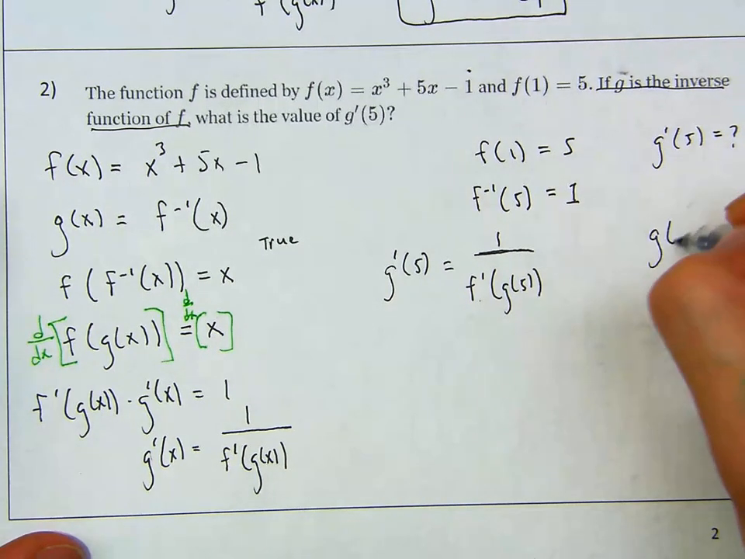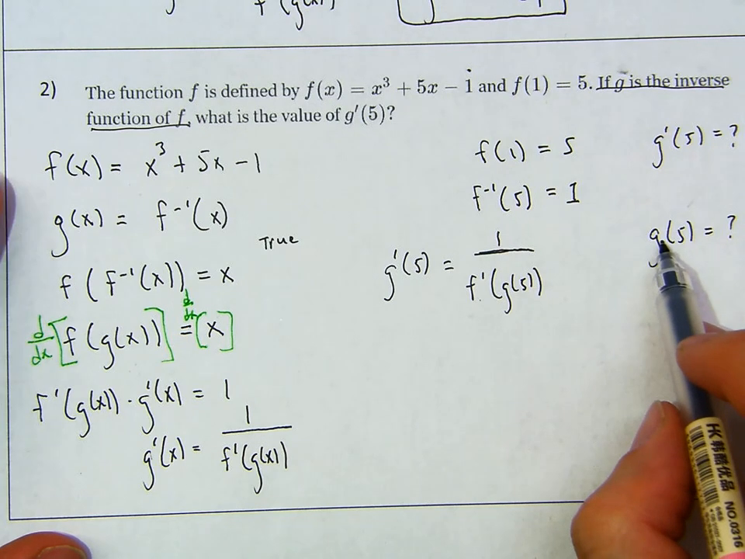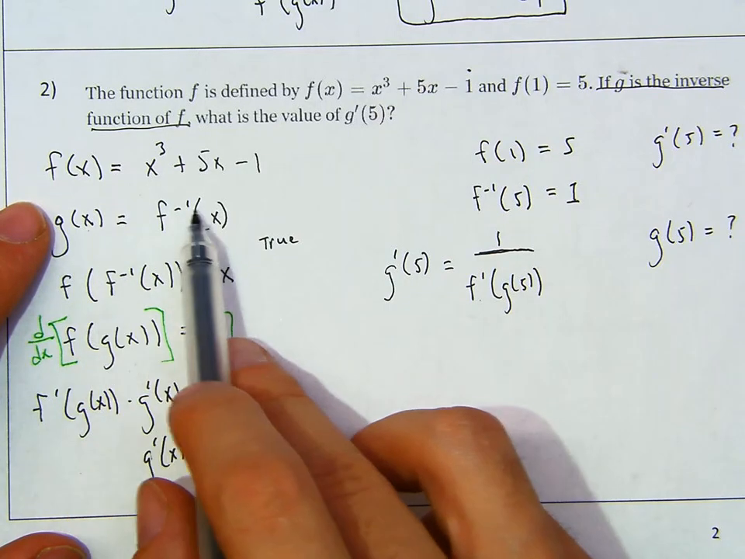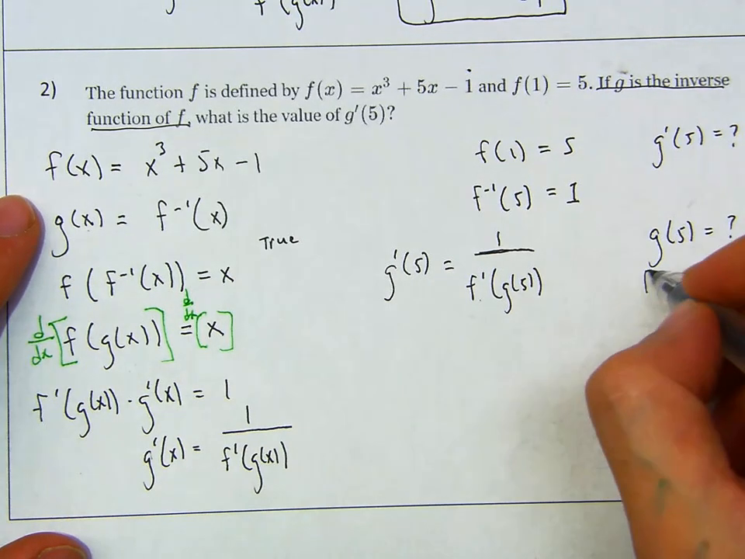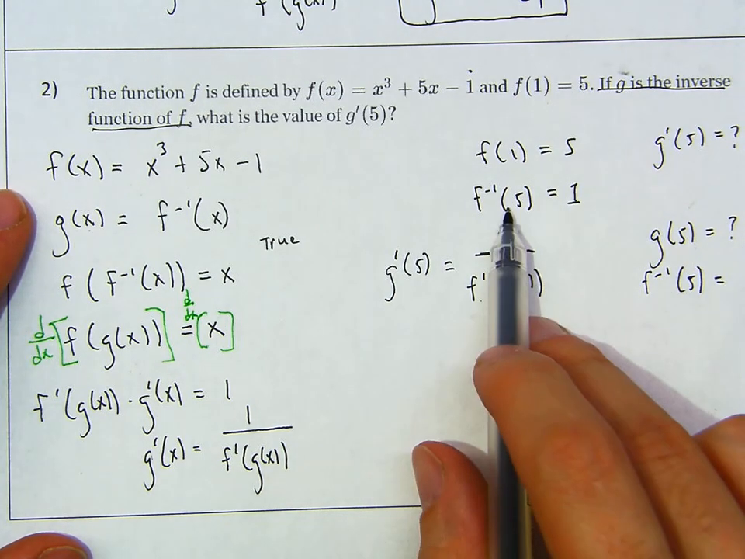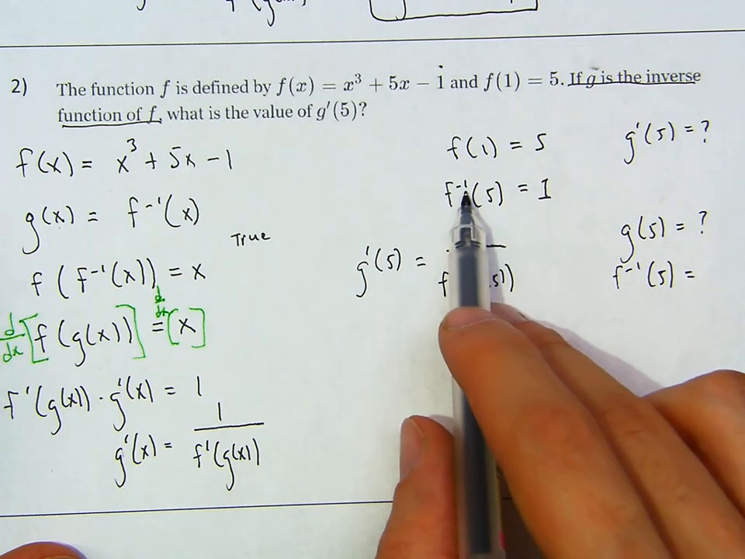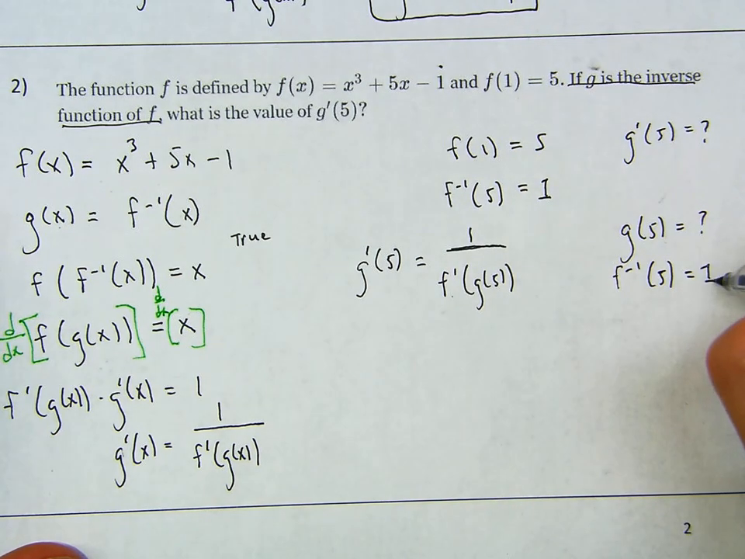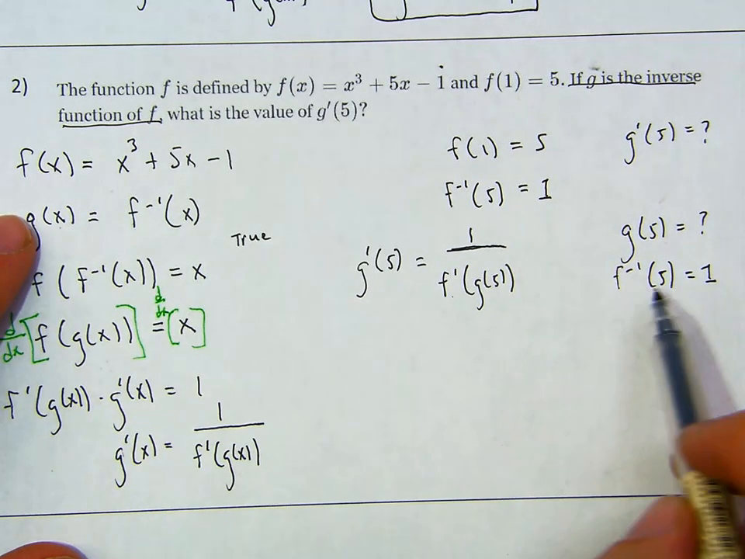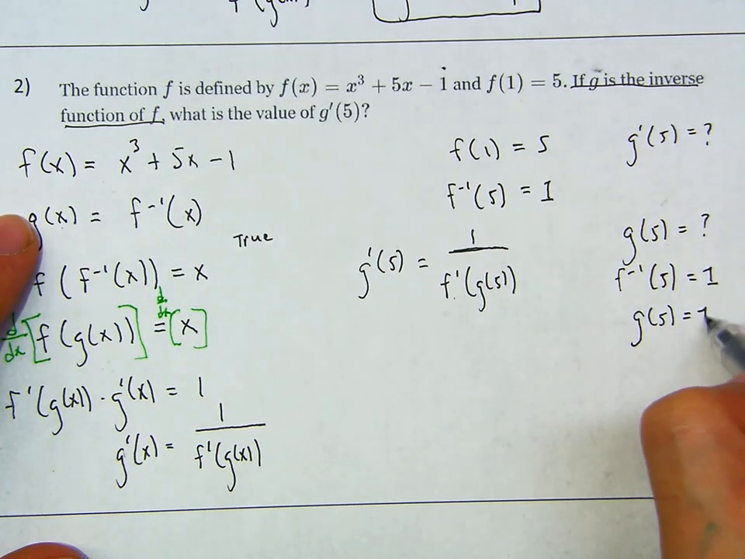What is g of 5? I don't know what g of 5 is, but I know the correlate, the information we have. We know g of 5 has to be the same as f inverse of 5. And notice, hint, hint, wink, wink, we already did it. We kind of looked into the future. We know f of 1 is 5, so f inverse of 5 is also 1. But you know that f inverse and g are the same function. So g of 5 also has to be 1.